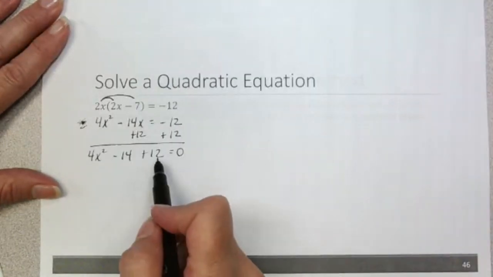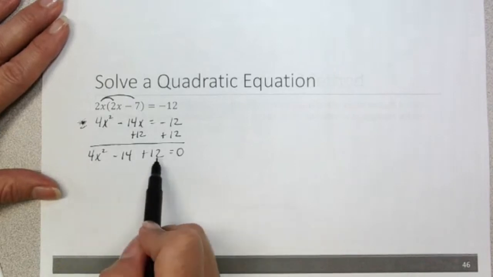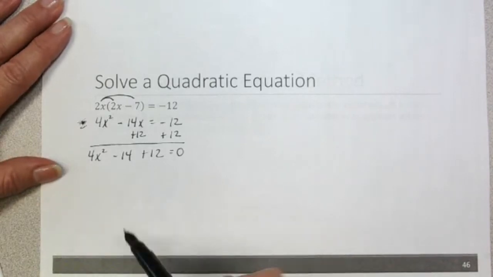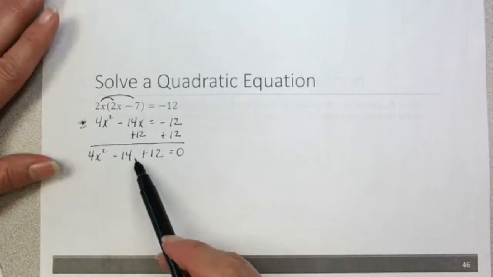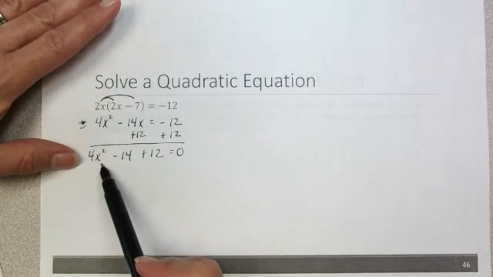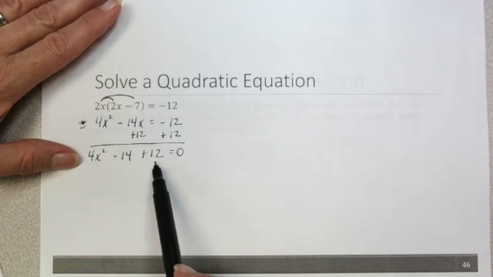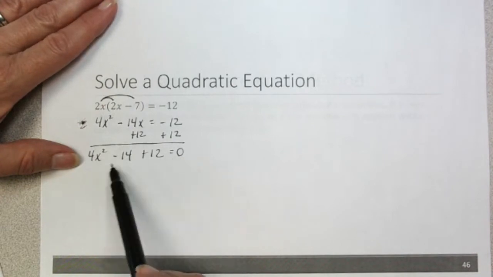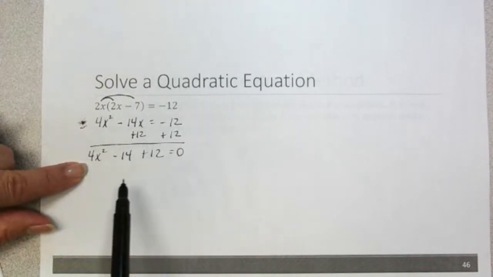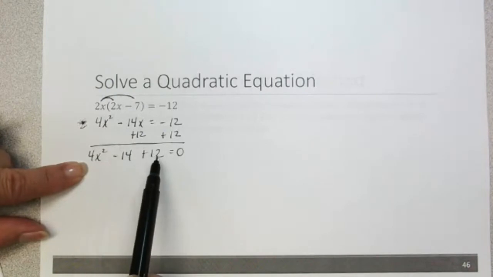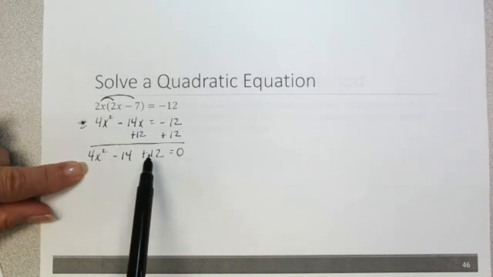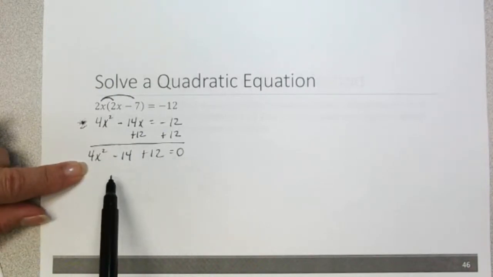All right, now what do we need to do here? Well, we have a trinomial, right? The leading coefficient is not 1, the A term here, A is not 1. But I could use the AC method and start factoring here, but I'm going to be dealing with large numbers, right? Because 4 times 12 is 48. I'm going to need to look for factors of 48 and add to negative 14.